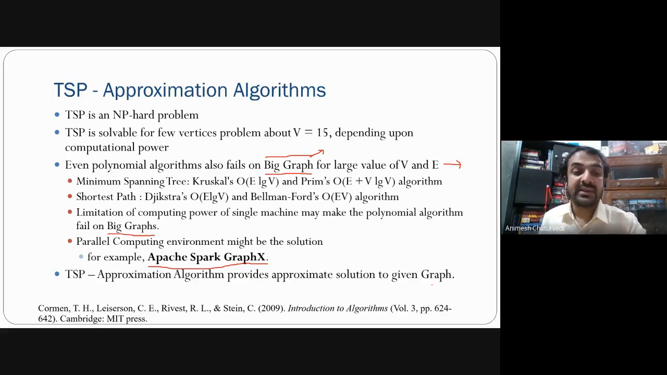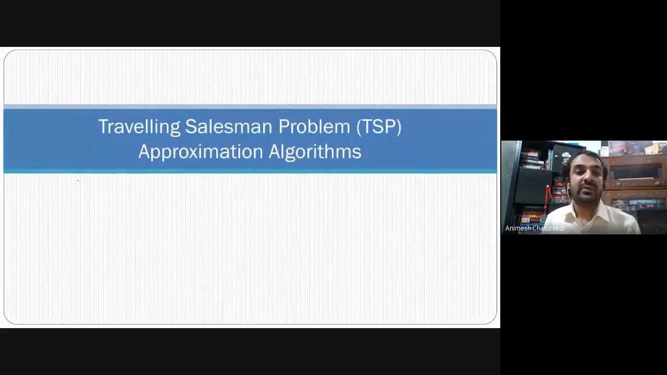So next we'll see exactly two TSP approximation algorithms that can provide some approximate solution for a given graph. So next we'll see the traveling salesman problem TSP approximation algorithm.